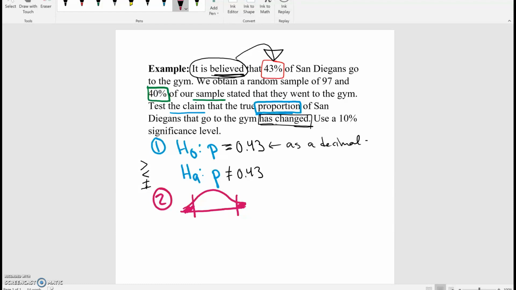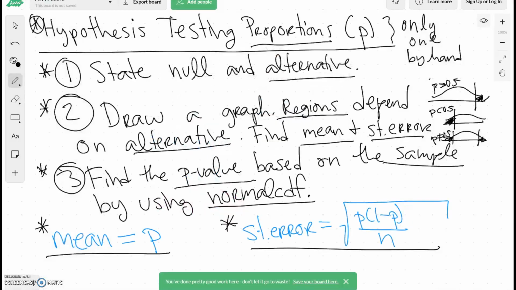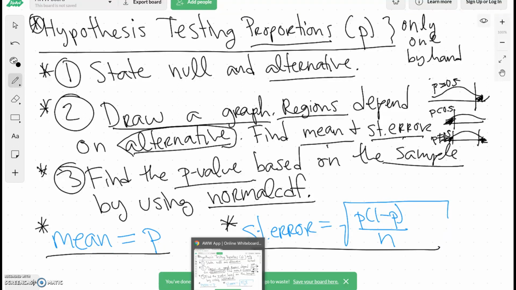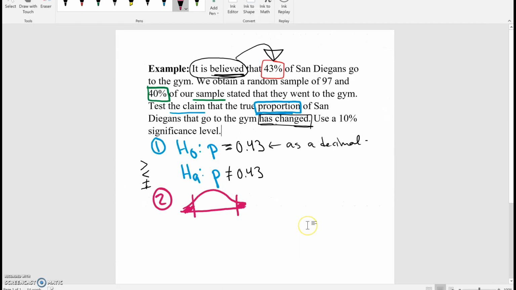All right, so now if we go back to number 2, we drew the graph, right? Now our regions are going to depend on the alternative, which we already know is not equal to, so it's going to be on both sides. We're going to find the mean and the standard error, right? So that's the next step. So the next step, finding the mean.